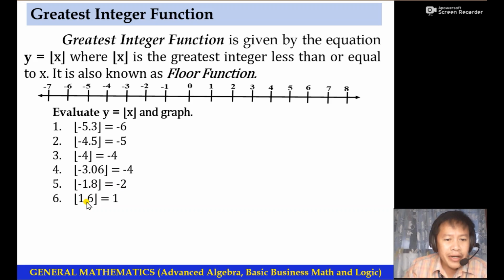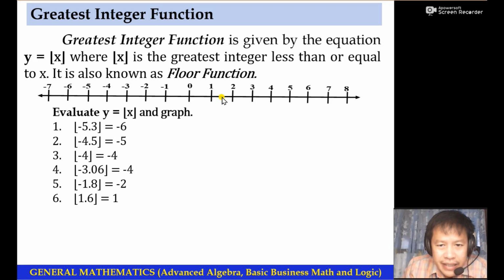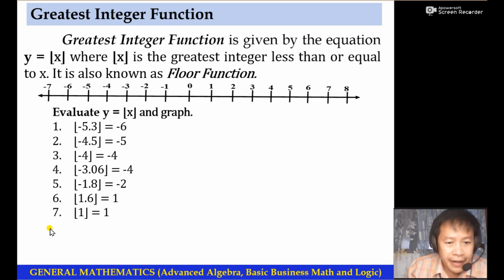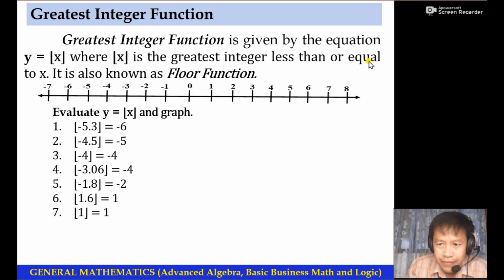Number 6. 1.6. And where is 1.6? 1.6 is somewhere here. Therefore, take the integer to the left of that decimal number and that is 1. Did you understand? If the number is decimal, take the integer to the left of that decimal number to have the answer. Number 7. 1. And this is 1 also, because of this definition: greatest integer less than or equal to x.